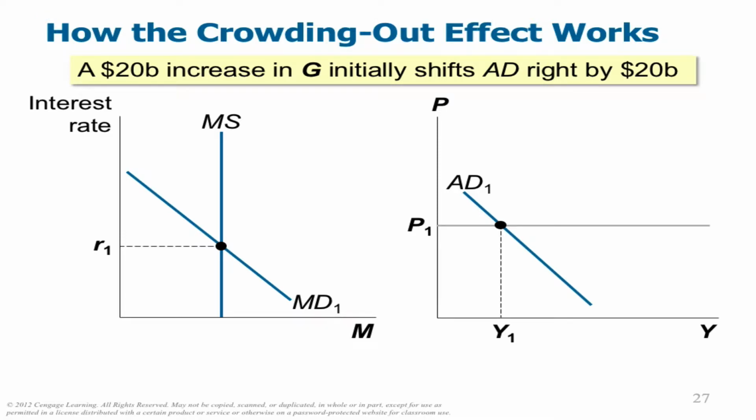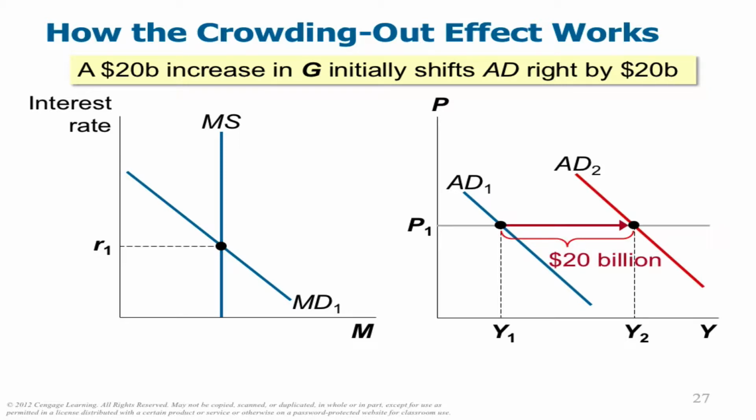So we were investigating the crowding out effect, and we had talked about how the increase in government spending increases aggregate demand. So it increases by the same amount. If the government spends $20 billion, aggregate demand shifts right by $20 billion.